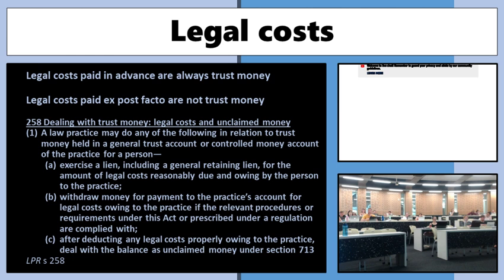So what happens if we've incurred $5,000 worth of costs or time, our equivalent billed hours, $5,000, and there's $5,000 sitting there, and the client calls up and says, oh, I'd like my trust money back, please. What can you do? It's in part 1, section 1A, subsection 1A, 258. You can exercise a lien.